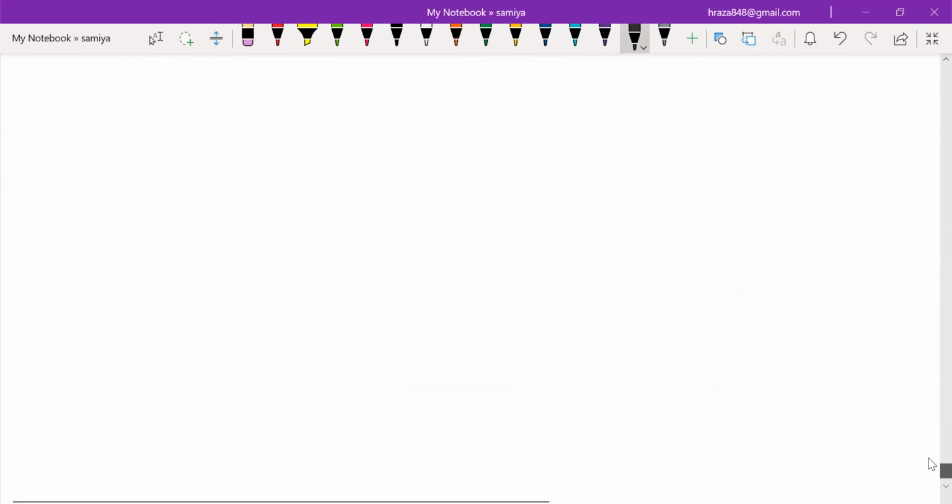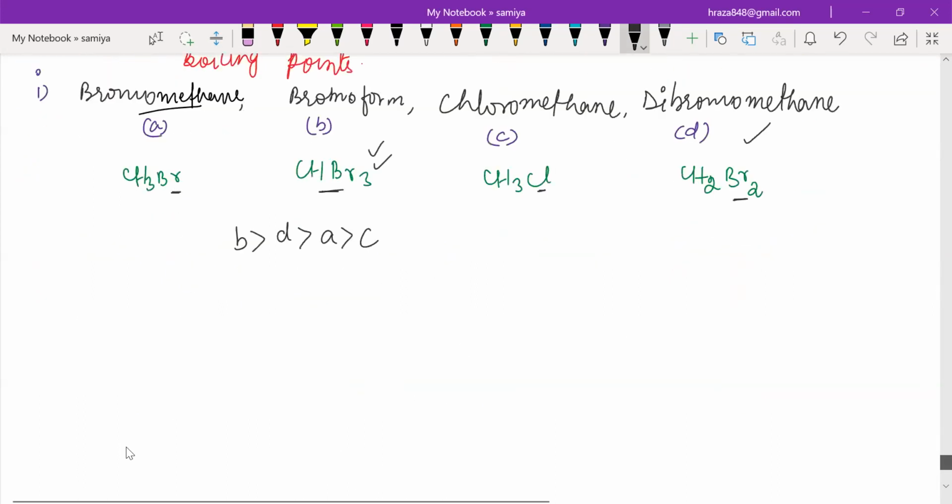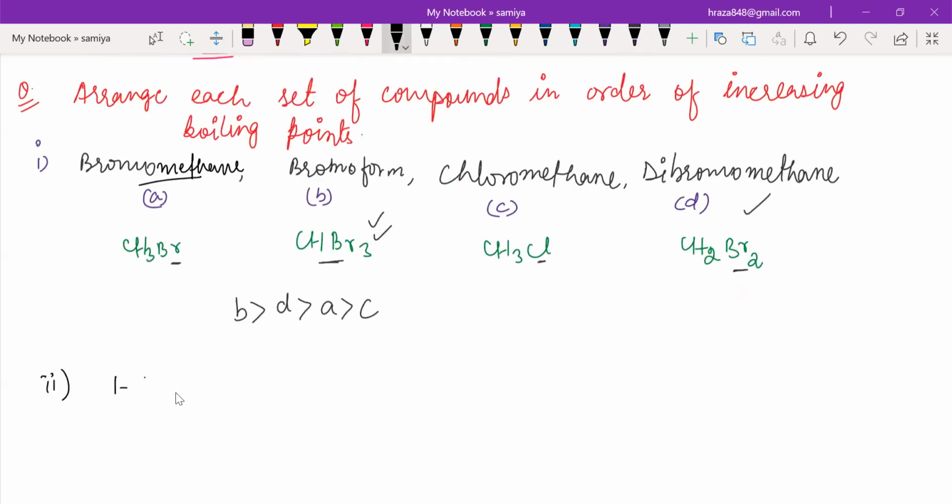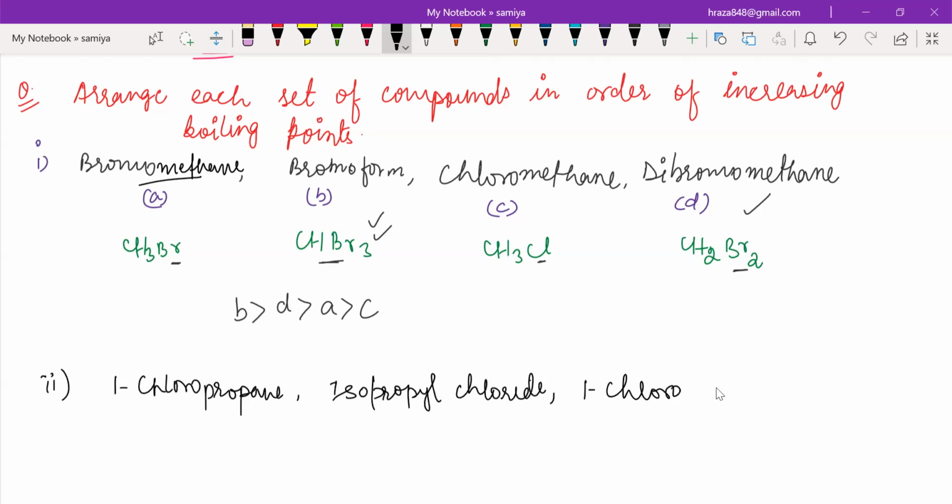I'm going to give you the second part of the question, and I think you can do it. A is 1-chloropropane, B is isopropyl chloride, this is the common name, and then C is 1-chlorobutane. Please arrange these.